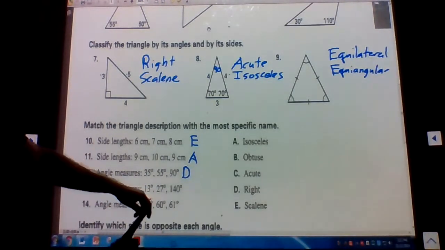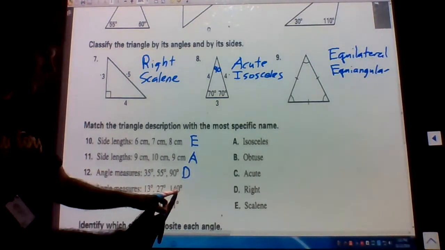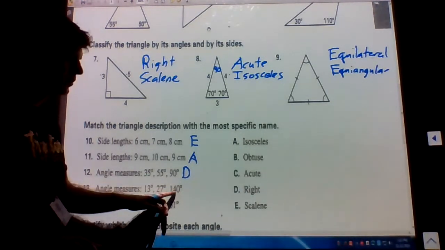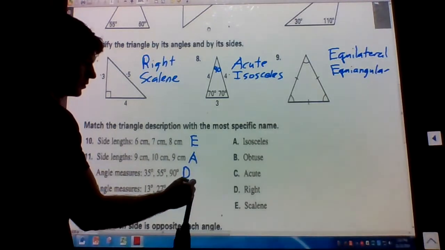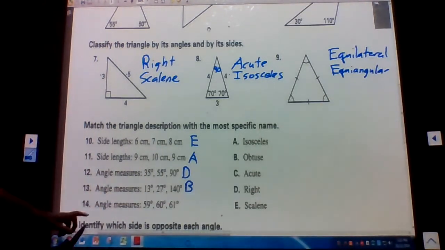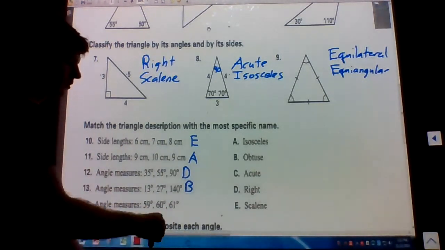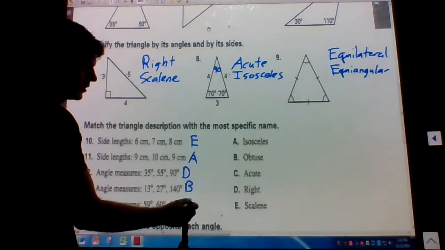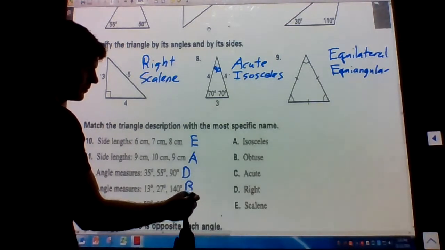Angle measures 13, 27, and 140. So 140 degrees is greater than 90, so it's an obtuse angle. Once we have one obtuse angle, we know our triangle is obtuse. Okay, and angle measures 59, 60, and 61. So those are all less than 90. So it's going to be acute, which is C.